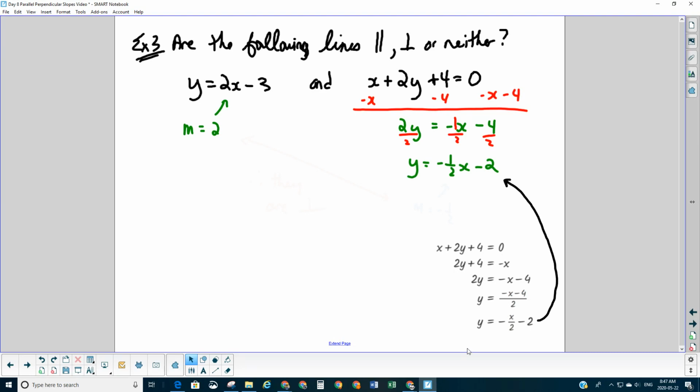All right, why did I do all this? Why did I put it in y equals mx plus b form? Because now I can easily read the slope. And if you look, the slope is the coefficient of the x. So the slope of this guy is negative 1/2.